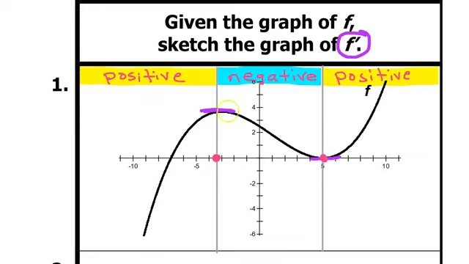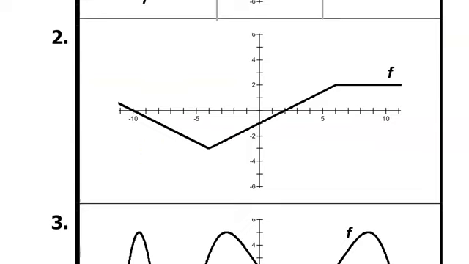So now we're ready to draw f prime. Because it is positive in the first interval, we will start out above the x-axis. So we're going to go from positive to negative while passing through this point. So now we're in the negative zone, we're below the x-axis, but then we have to pass through this point and we are positive again. So this is a possible graph of f prime. There are others.